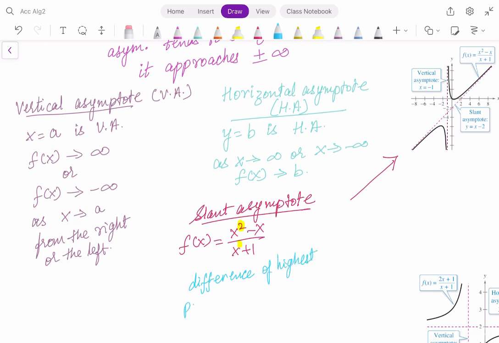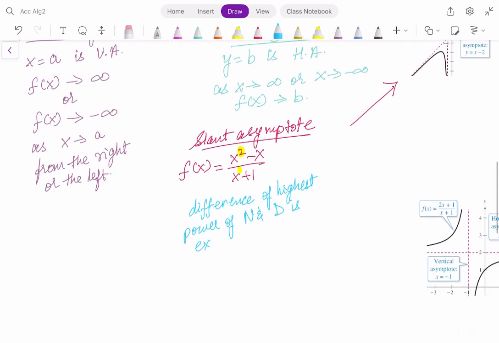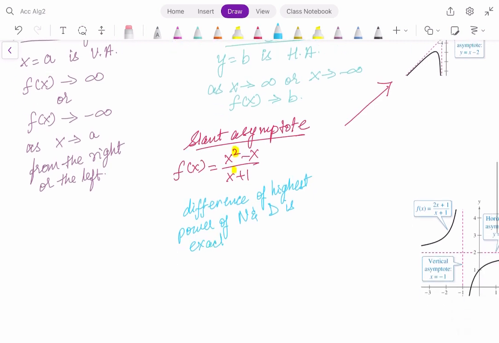You can see the graph of f of x equal to x squared minus x divided by x plus 1 is already graphed on the right-hand side of your screen, right? So that is how you will calculate the slant asymptote. You need to have a good understanding of synthetic division. If you don't know synthetic division, you can also go for long division. The choice is yours.